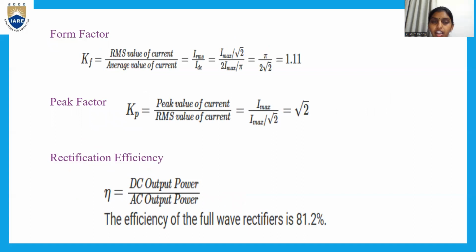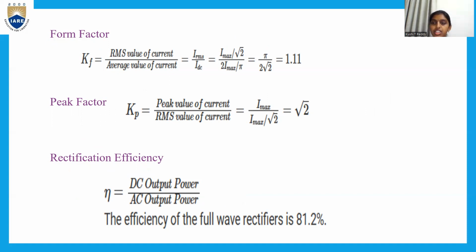So coming to form factor. Form factor is defined as the ratio of RMS value of the current to the average value of current, and it is denoted by letter KF. So KF is equal to I_RMS by I_DC, that is equal to (I max by root 2) by (2 I max by pi). So finally it is pi by 2 root 2. So KF value is 1.11. So form factor for a full wave rectifier is 1.11.